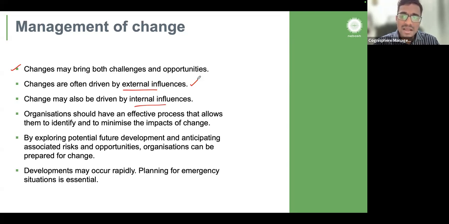So if a change is happening in an organization, and if the change is not clearly communicated to the workers, or if the change is not planned, then all this could lead to a poor implementation of the change, and the overall change process could also take much longer than expected and could also lead to other unproductive hours. So by exploring the potential future developments and anticipating associated risks and opportunities, organizations can be prepared for change. These changes can be considered as a challenge or an opportunity.